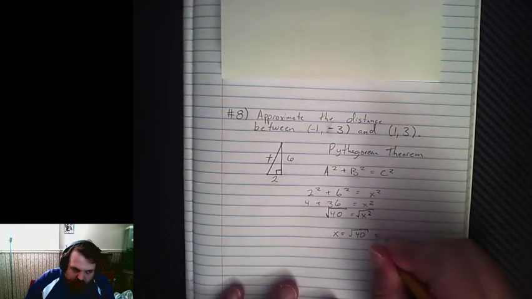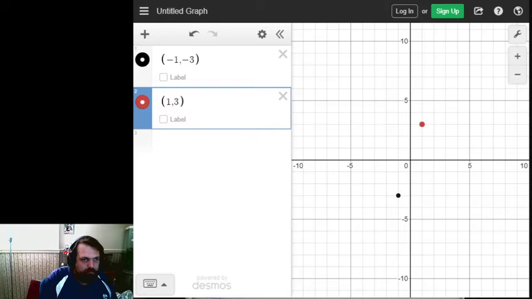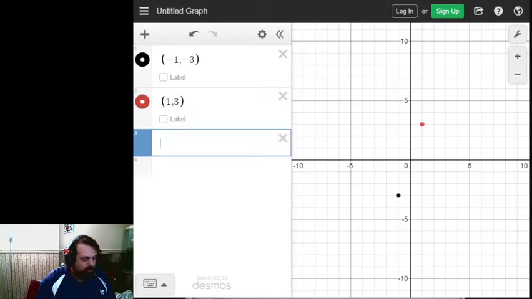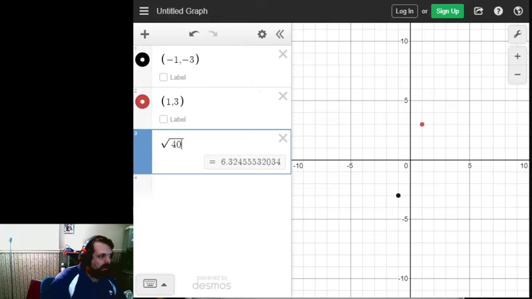So we can go back into our Desmos, and we end up typing in the square root. So SQRT brings up that square root symbol, of 40, and for the nearest tenth, we've got the ones, then the decimal, and then the tenths place. So that's going to be 3.